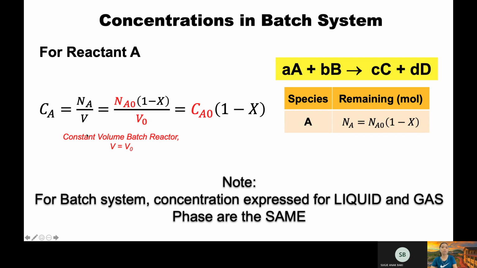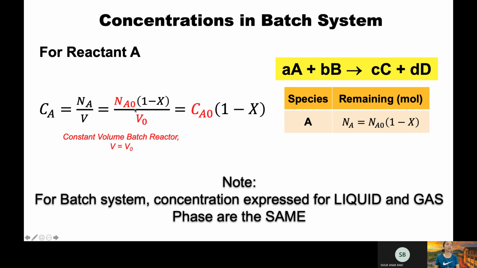Okay, kalau katakan kamu confused part ni, just ingat. Concentration kan mole per volume, betul lah. Na itu kan mole, V itu kan volume, so mole per volume. Okay, so Na tu remaining moles of A. Macam mana kita nak cari? Kita cari daripada table. Table kata Na equals to Na naught in bracket 1 minus X as I derived just now. So we replace Na equals to Na naught in bracket 1 minus X.